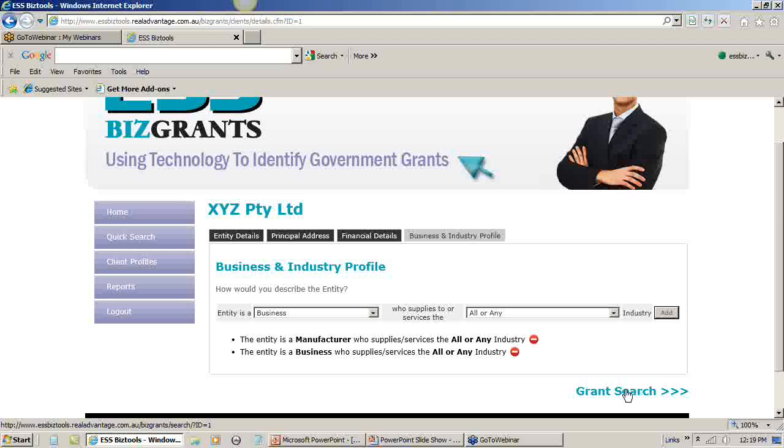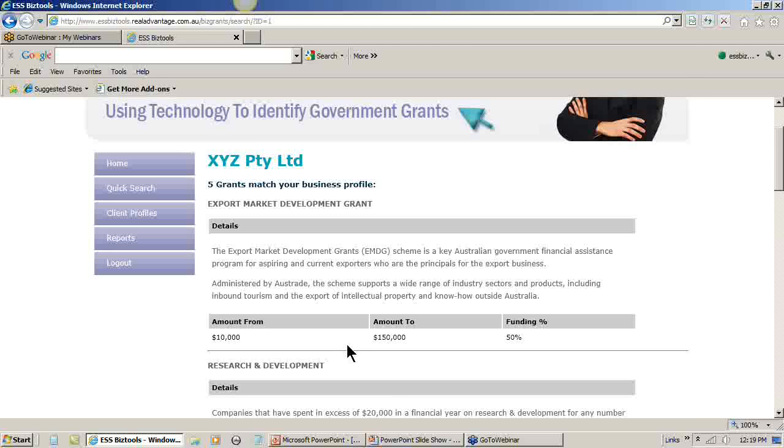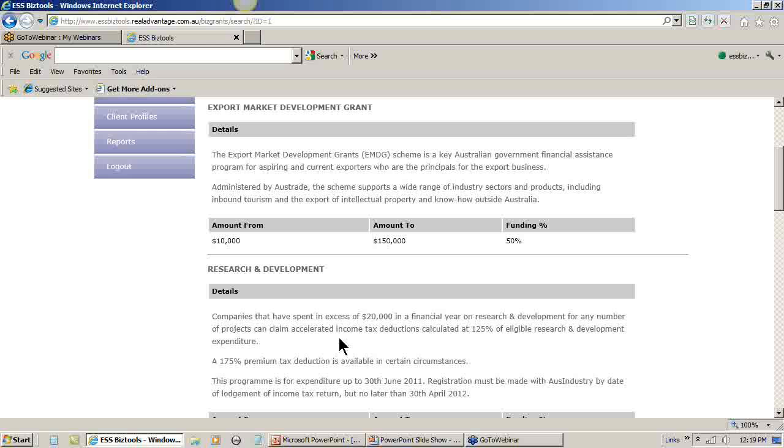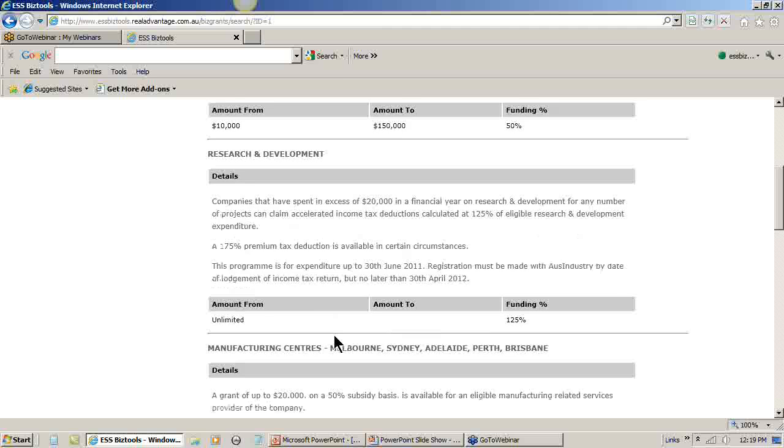So we'll then do a grant search for them to see what sort of grants might be forthcoming. And we have the Export Market Development Grant, because I forgot to mention as I was giving you the profile, this company had export sales of $745,000. So they could obtain an Export Market Development Grant from $10,000 up to $150,000, as long as they've spent $20,000. So you can make the decision on whether you're going to go further.